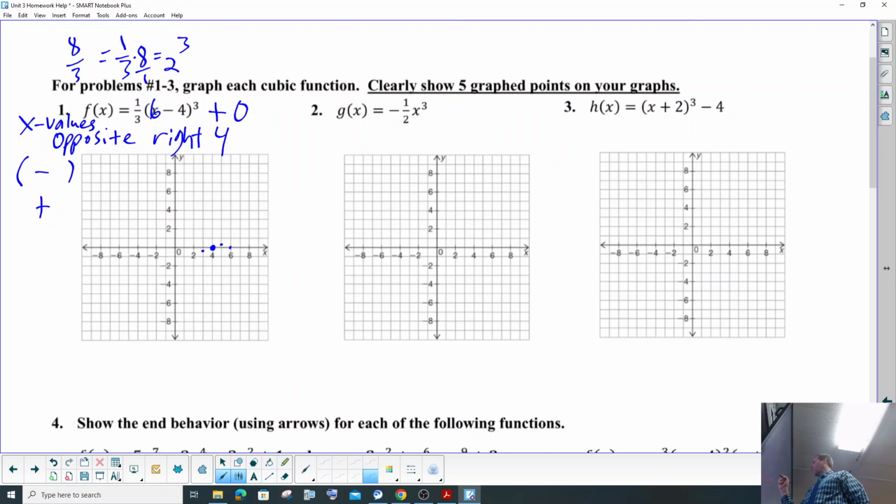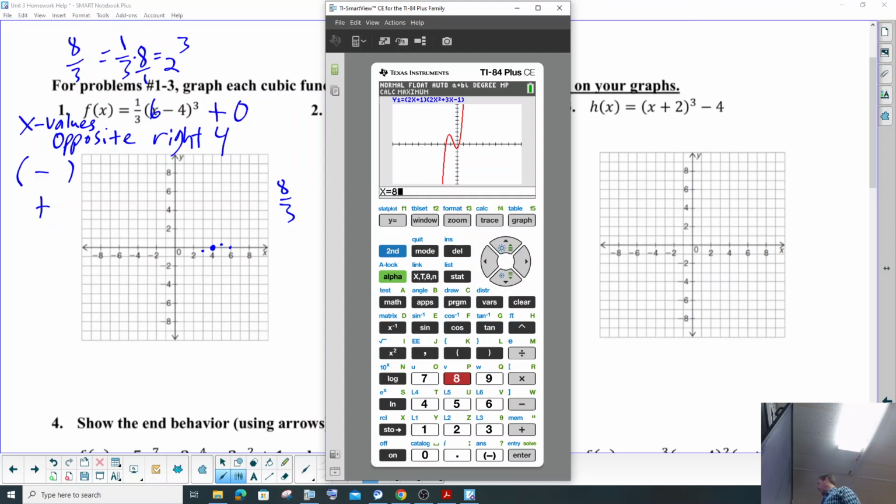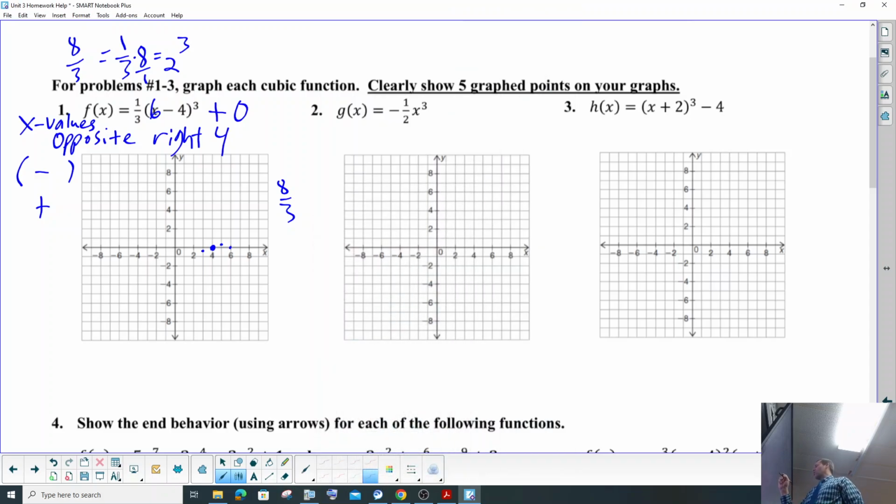And so we're going to go over 2, and instead of all the way up to 8, we're going to be at 8/3. And so what is 8 divided by 3? So 8 divided by 3 is about 2.66. Good. So from the origin, we're going to go over 2, up 2.66. And so that's right there, approximately.